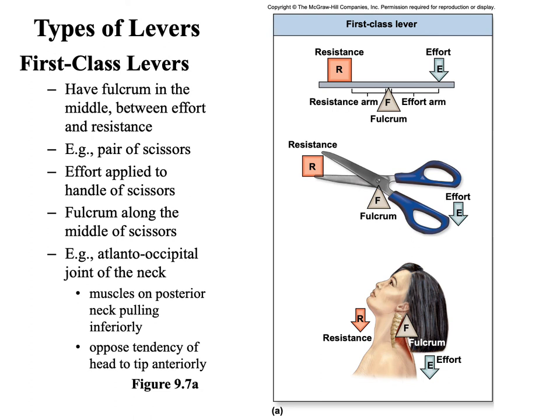In the body right here, maybe you have this splenius muscle right here that's contracting. You're fighting gravity. You're bringing your chin up. This muscle is contracting. Your fulcrum is going to be where your spinal cord meets the skull. You're resisting gravity. This contracts. And so there's the effort right there. And so your head tilts up.